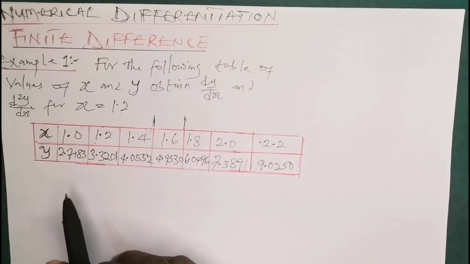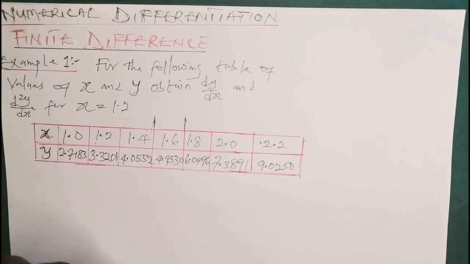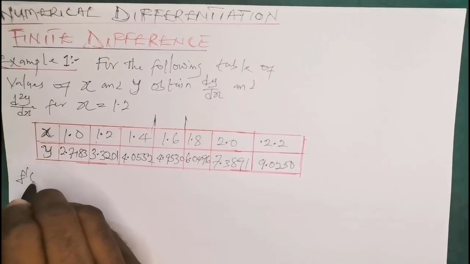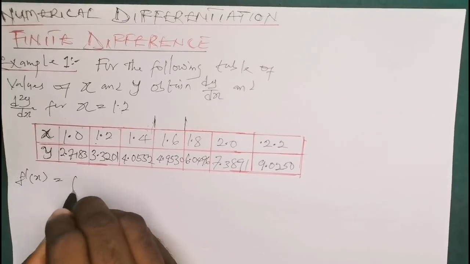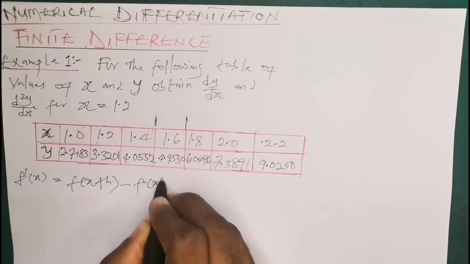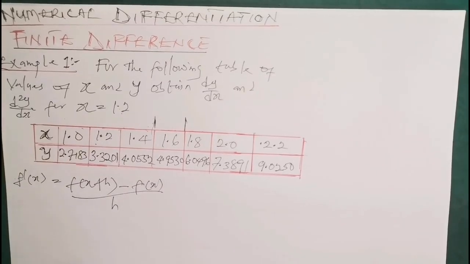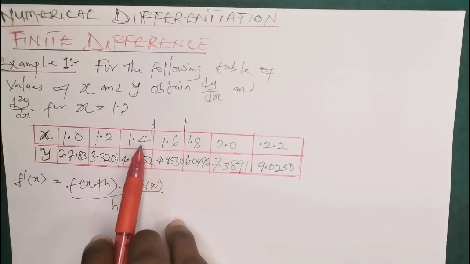Now, by formula, the forward difference method for the first derivative is given as f prime of x equals f of x plus h minus f of x, all over h. So what then is h? h is simply known as our interval. An interval simply means the difference in the values of x.